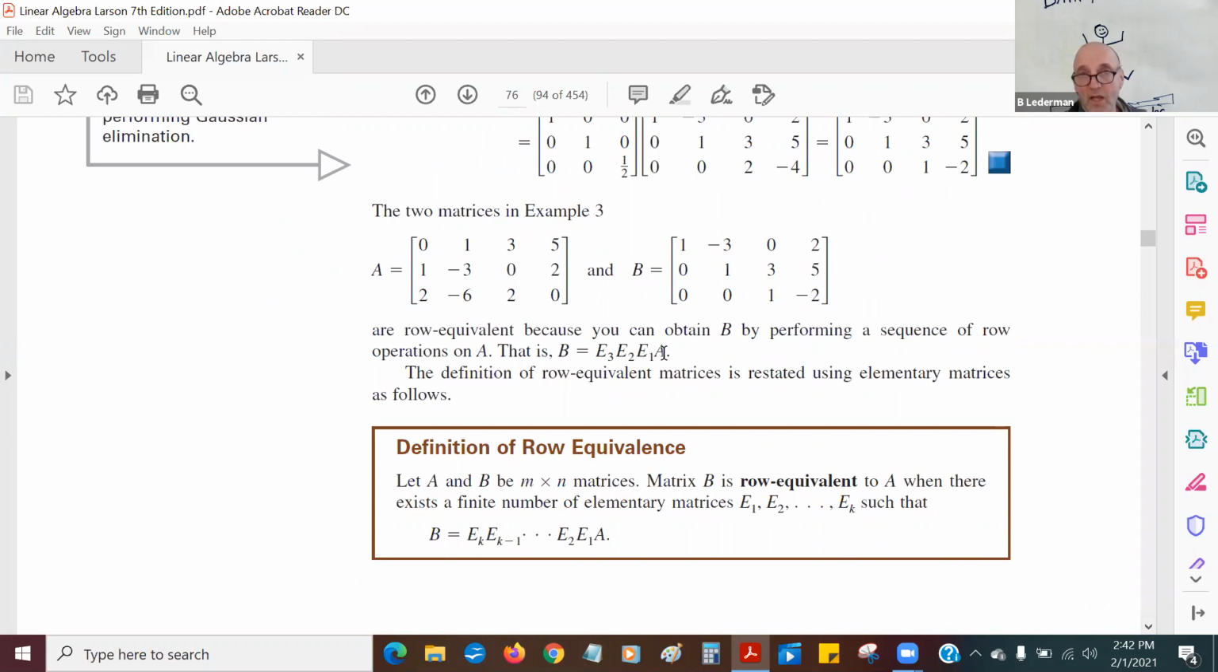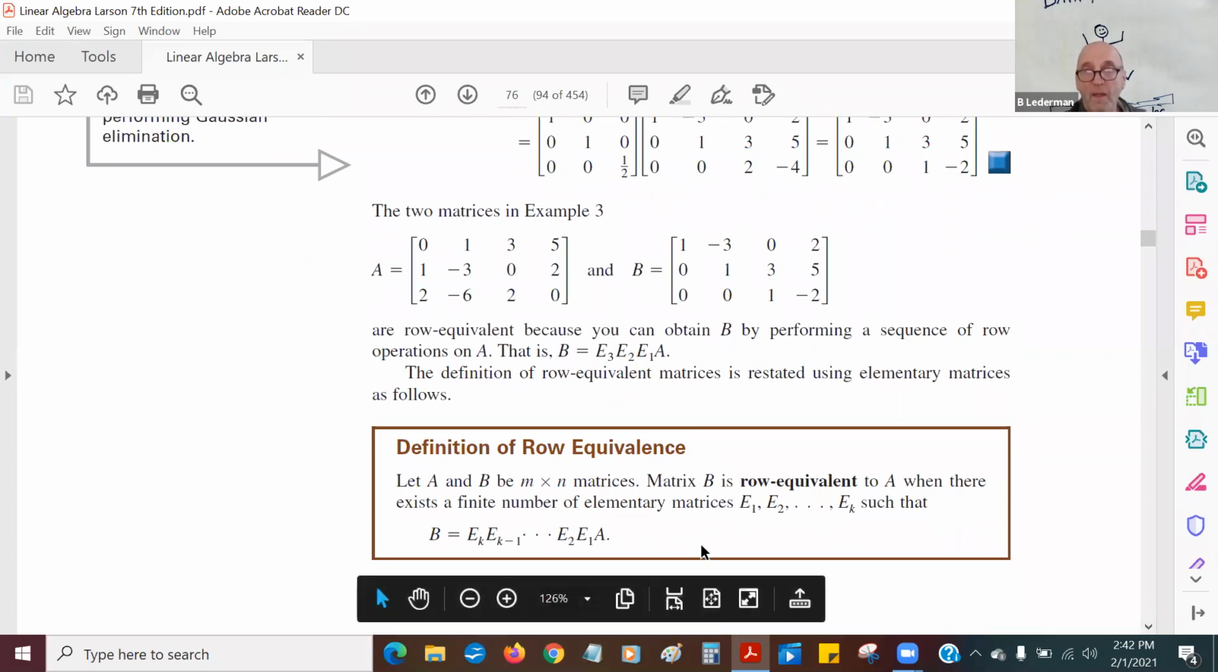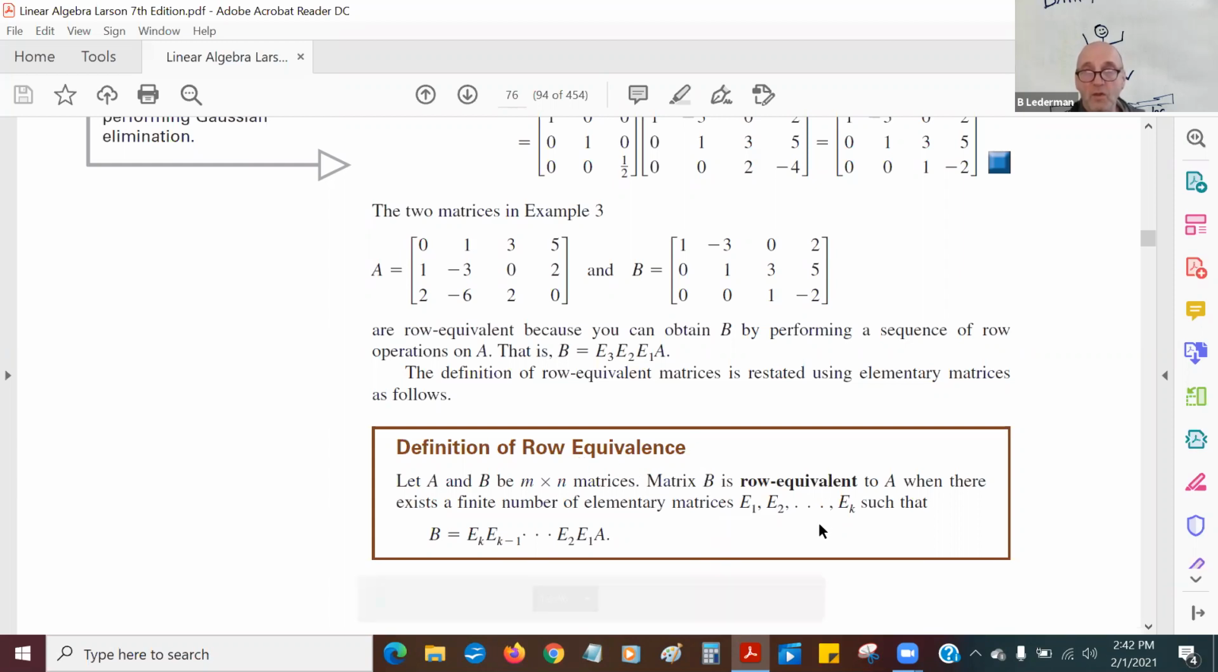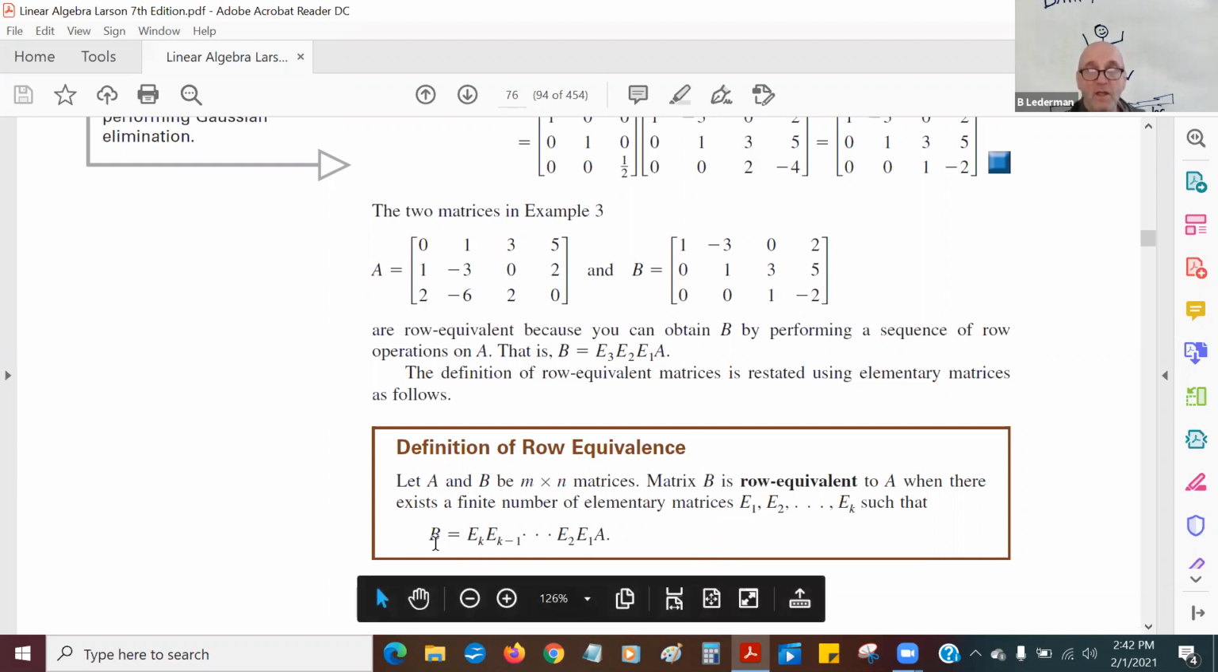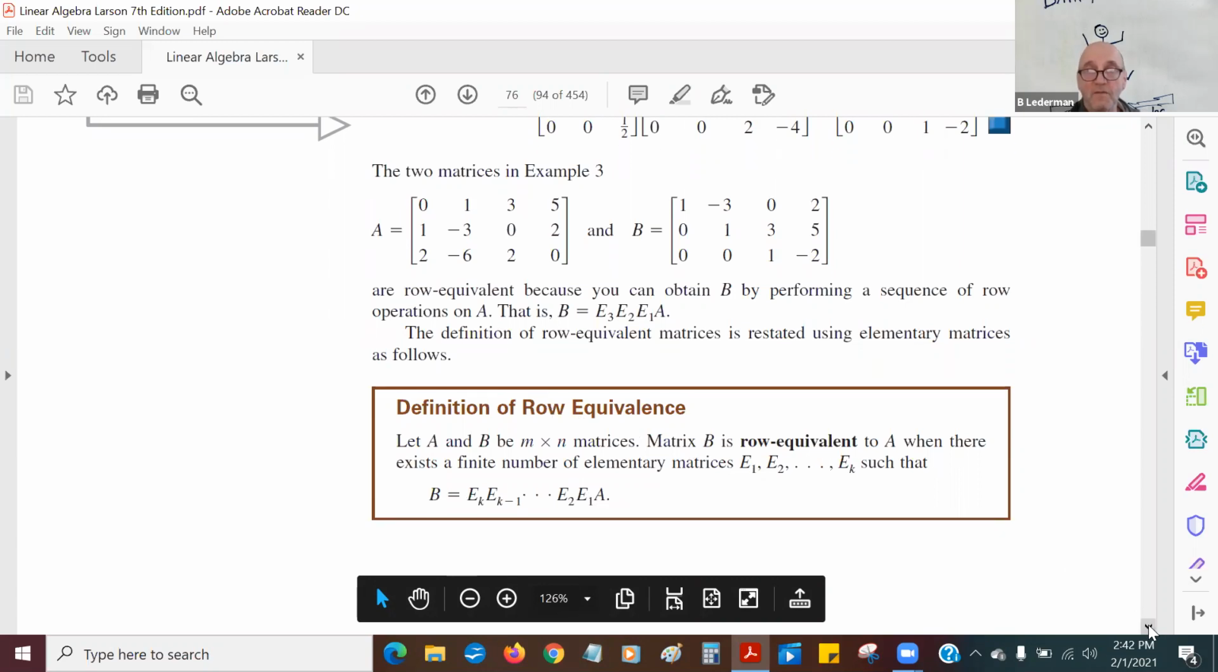Actually, I started with A, and then I put E1 on the left, and E2 on the left, and E3 all the way on the left. And here's row equivalence. So if I can get from A to B by doing all these operations, then I say they're row equivalent, and I can express B as a product of elementary matrices times A. And that is a very, very powerful effect.